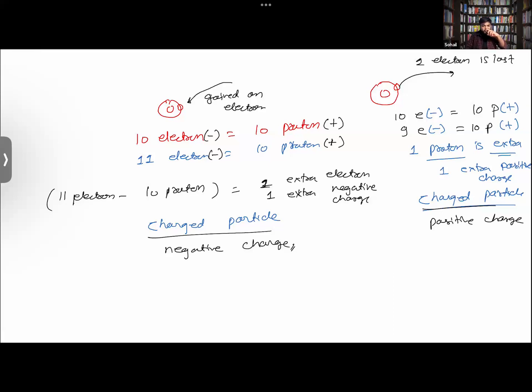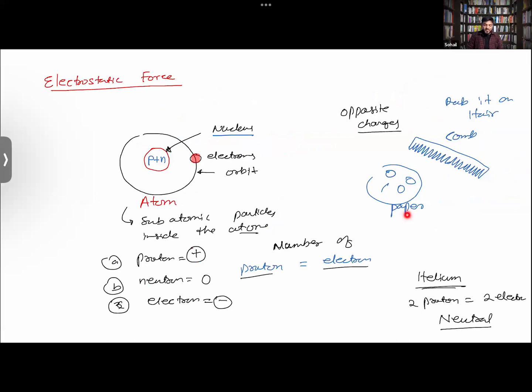Is that clear to everyone? Yes, sir. So this is basically what is happening here. One of the bodies gains a positive charge, one of the bodies develops a negative charge over it. So that was the concept of electrostatic force. It is an attractive force acting between two charged particles, right? Is that clear to everyone?